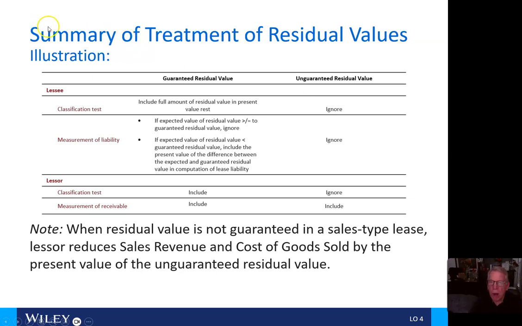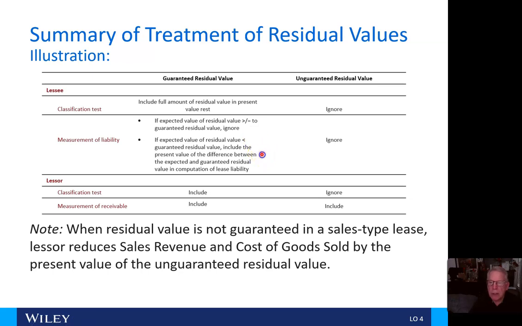Now, if I summarize the treatment of these residual values, from the lessee's perspective, I have guaranteed residual value. We're going to include the full amount of the residual value in present value. And we're going to ignore that in the unguaranteed. In the guaranteed residual value scenario, if the expected value of the residual value is greater than or equal to the guaranteed residual value, we'll ignore that.